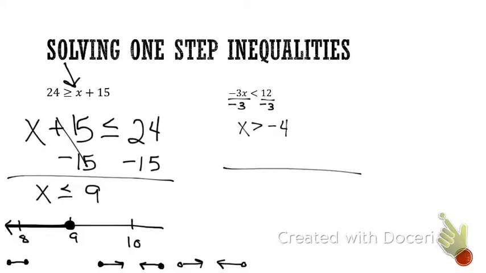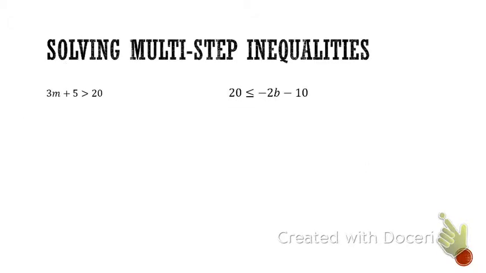It's so important because that's going to impact how you graph your answer. So now it's going to be an open dot on negative 4, but it's greater than. The arrow is going right. Okay, so definitely that's on your homework, that's on your quiz, that's on your test. Okay, catch those negatives.